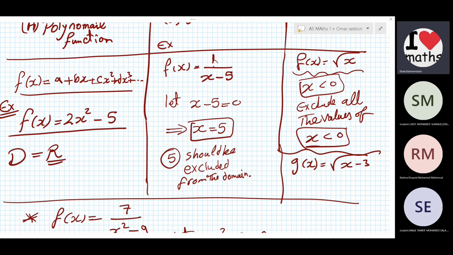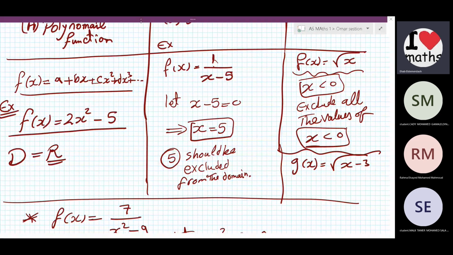All of the values below 3. 3 itself can be accepted, because if I replace x by 3, 3 minus 3 will be 0, and the square root of 0 is 0, no problem. On the other hand, if I put x equal to, let me say, 2, this will make a problem. Any value below 3 will make a problem.